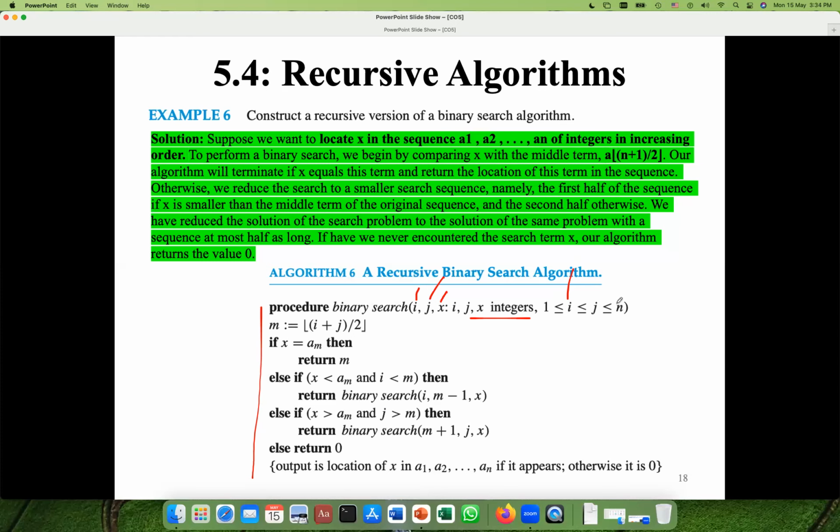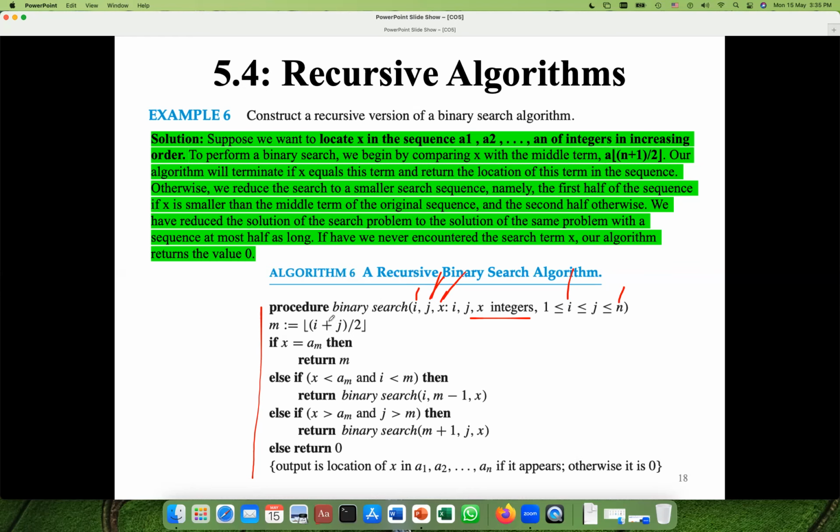But what is its limit? It should be less than or equal to N. N is not the number that you have to search, but some limit: the last index of the array. If it is 10, then your array will have 10 elements. So binary search takes I as the starting index, J as the ending index, and X is the element that you have to search in the array.